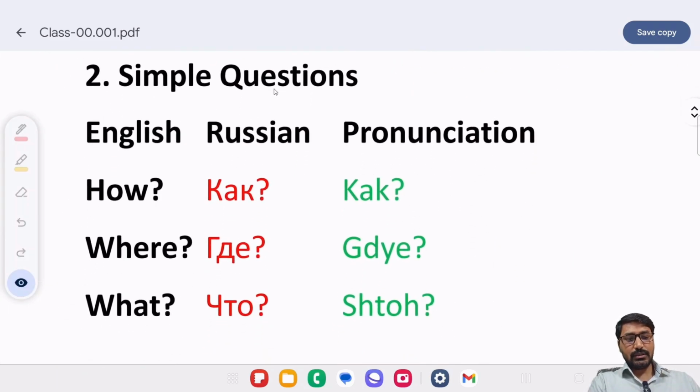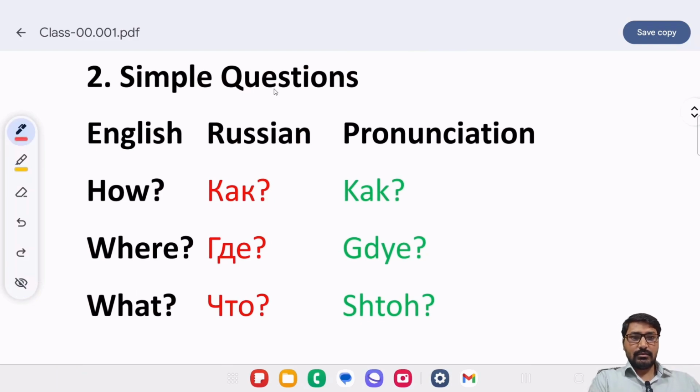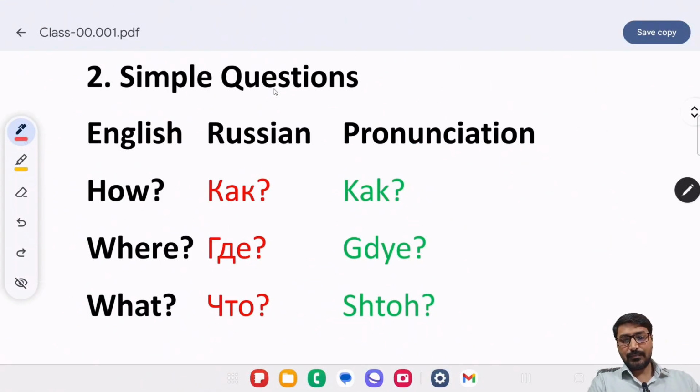There are simple questions. You are asking, right? What is it? How is it? Where is it? So here, first of all, see how. How, that is kak. So kak is how. How are we writing it in Russian? Kak.